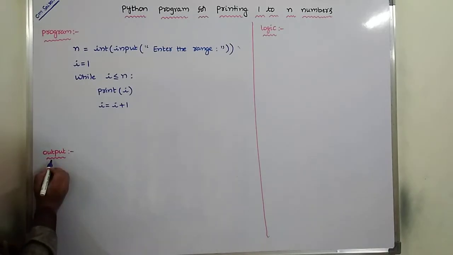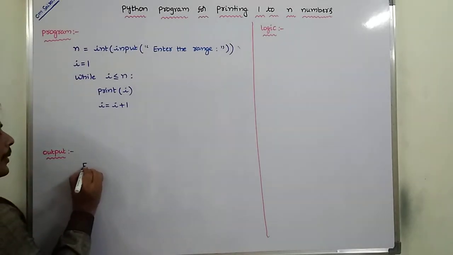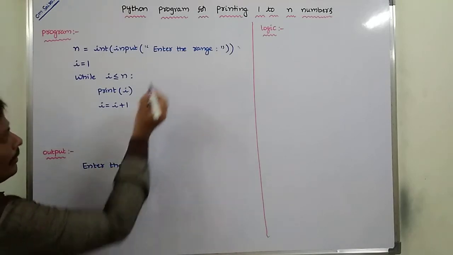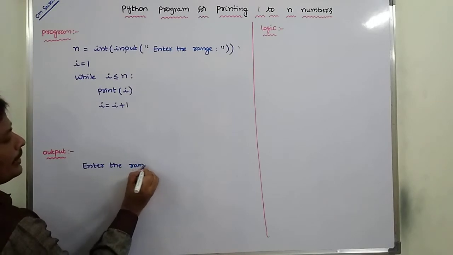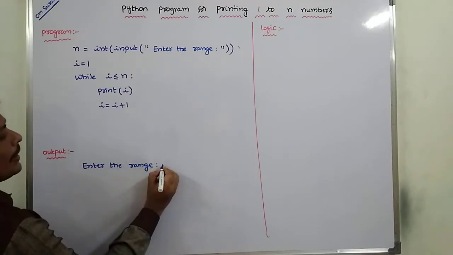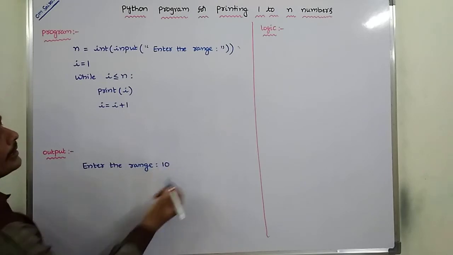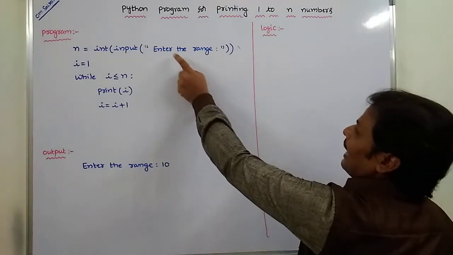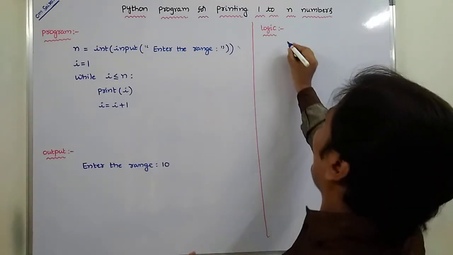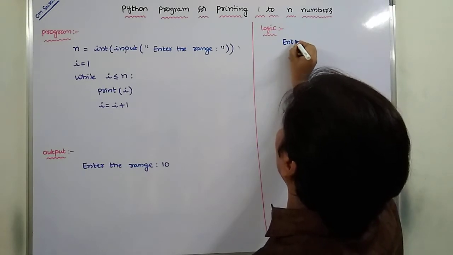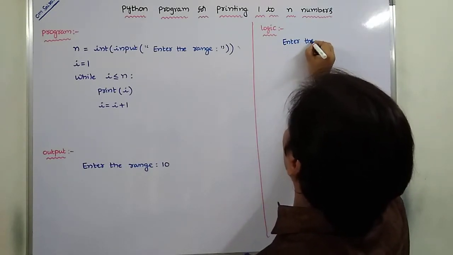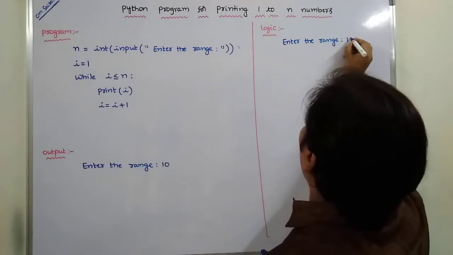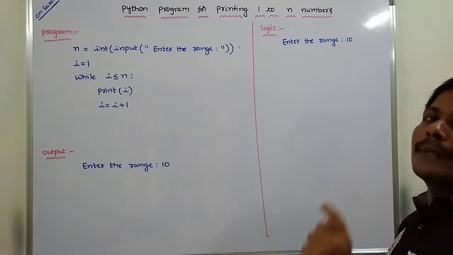So here, first in the case of output, it displays "enter the range". For example, enter the range is 10. Okay, now we go for logic. First, enter the range that is displayed. So, I am giving 10 from the keyboard.